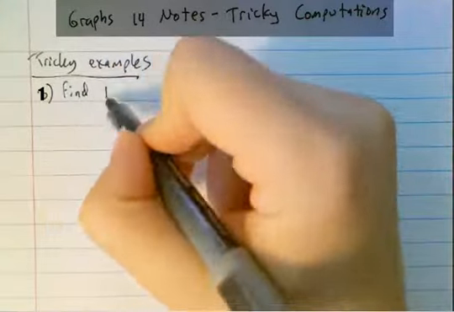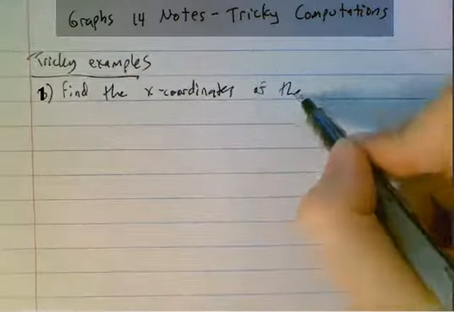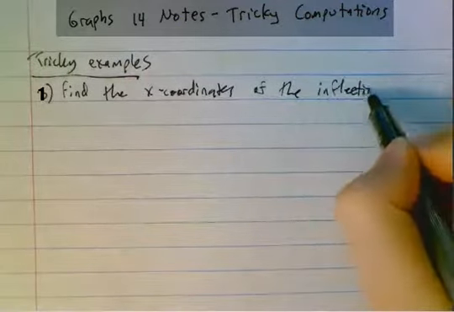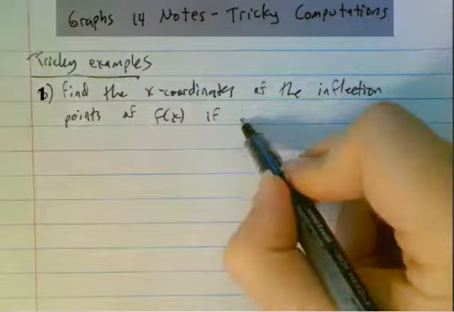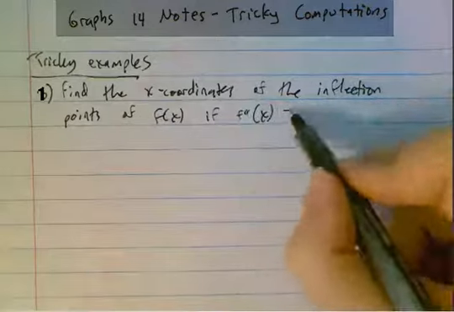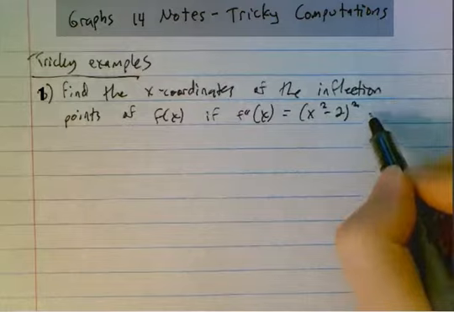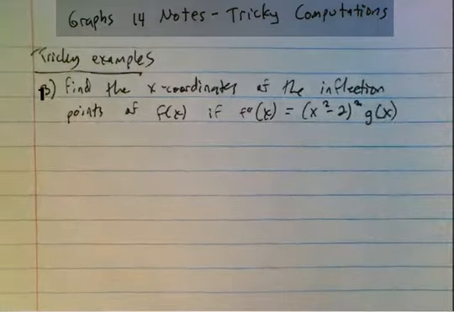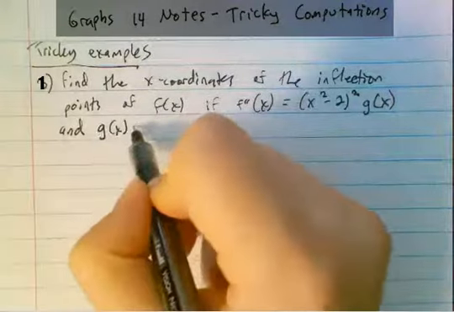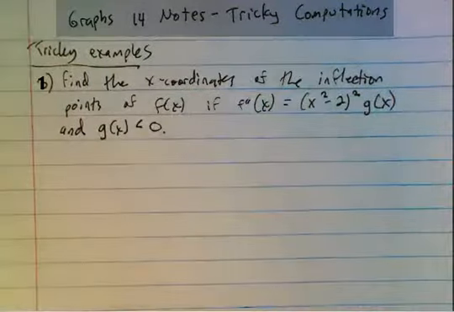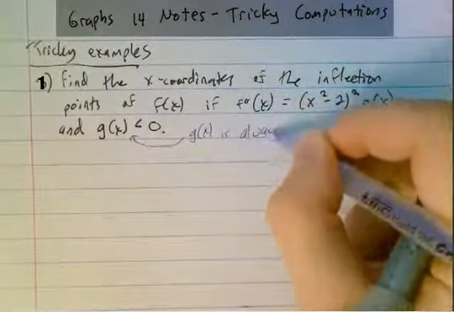Let's find the x-coordinates of the inflection points of f of x if f double prime of x, notice we're being given the equation that we need, equals x squared minus 2 squared times g of x. And we don't know anything about this g of x except that g of x is less than 0. And notice what this means. This means g of x is always negative.